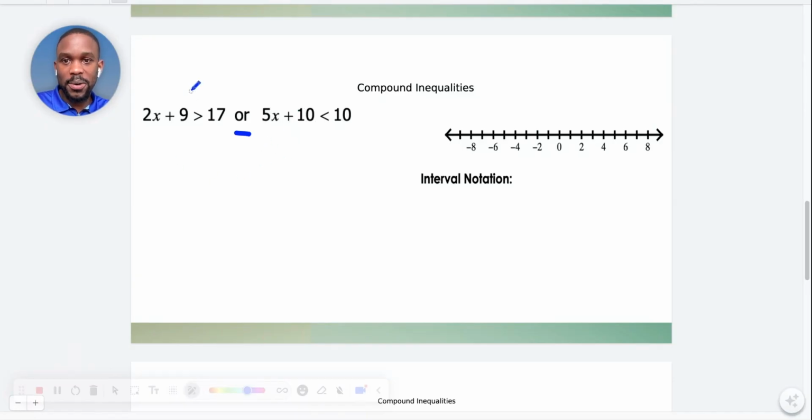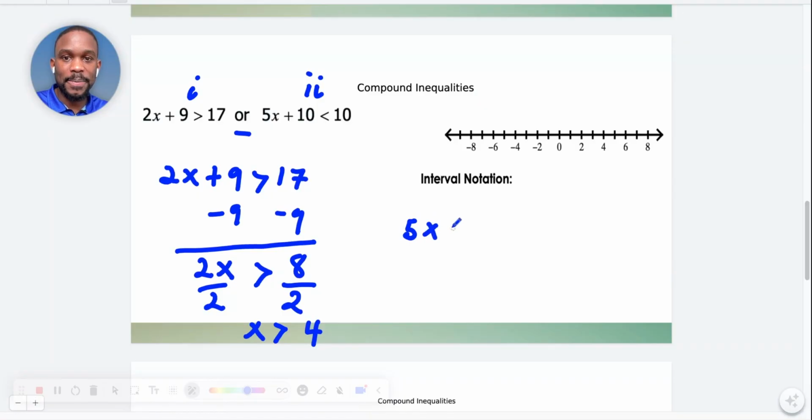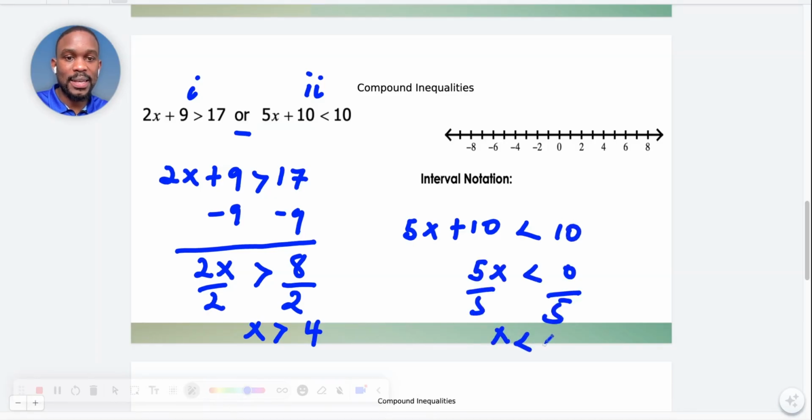Let me call this inequality number 1 and this inequality number 2. The first thing we're going to do is make x the subject of the inequality. So we have 2x plus 9 being greater than 17, which gives x greater than 4. That is for inequality number 1. If we look at inequality number 2, they're giving us 5x plus 10 is less than 10, and we end up with x less than 0.